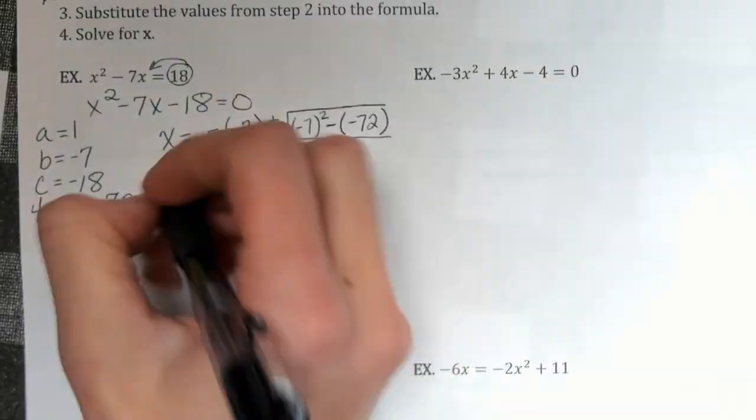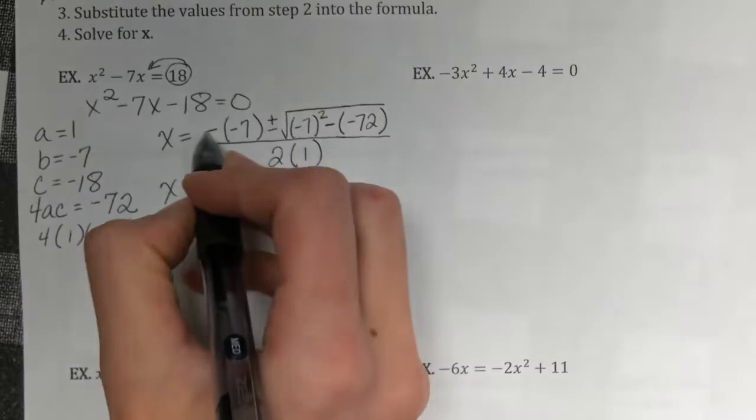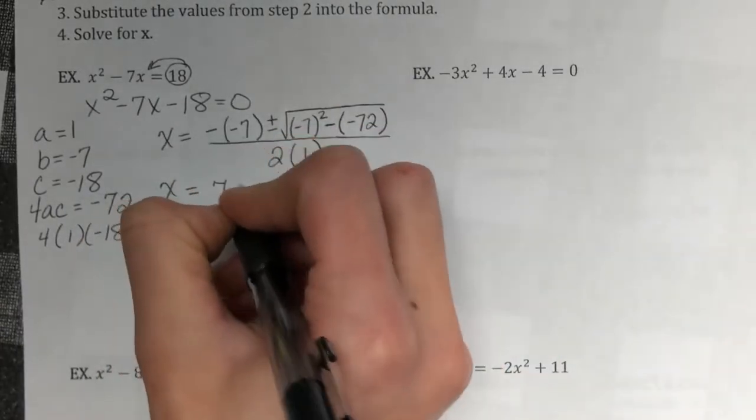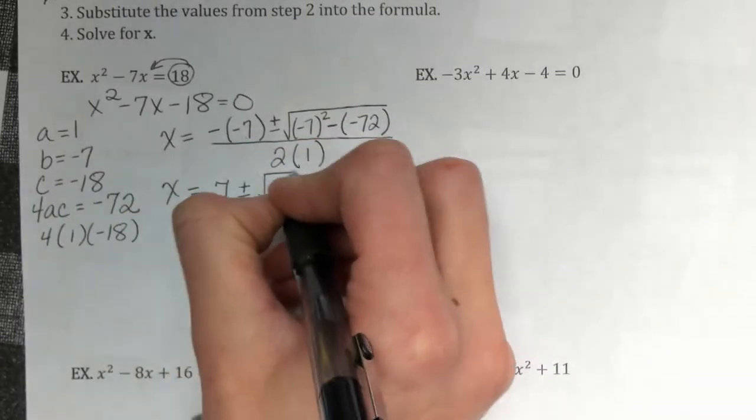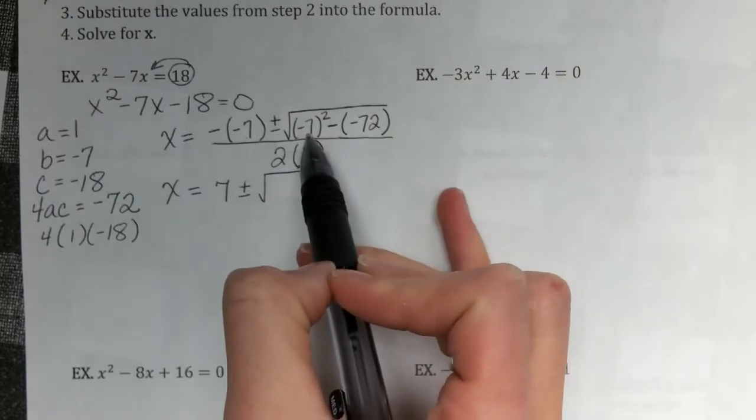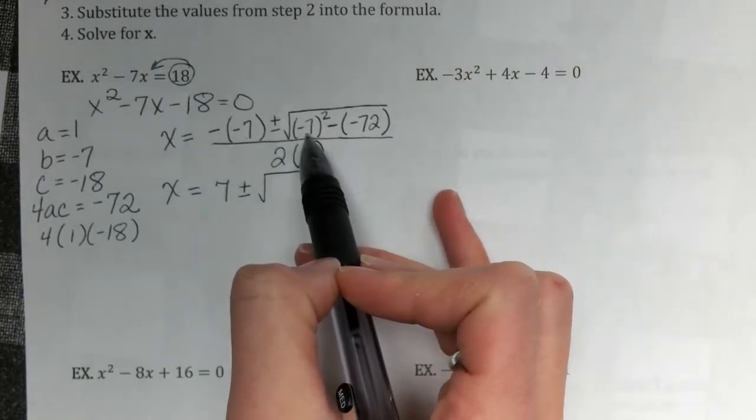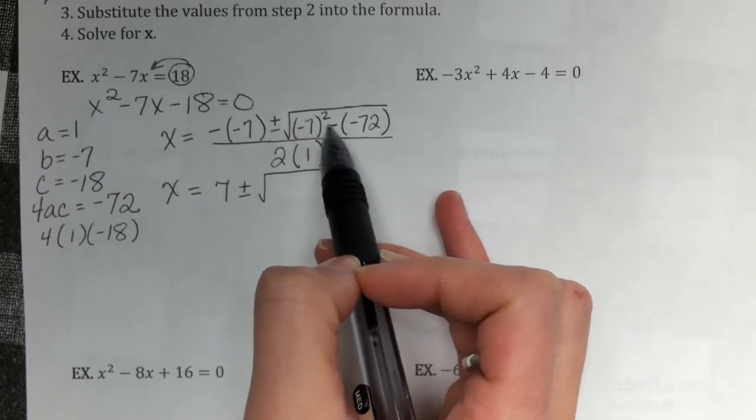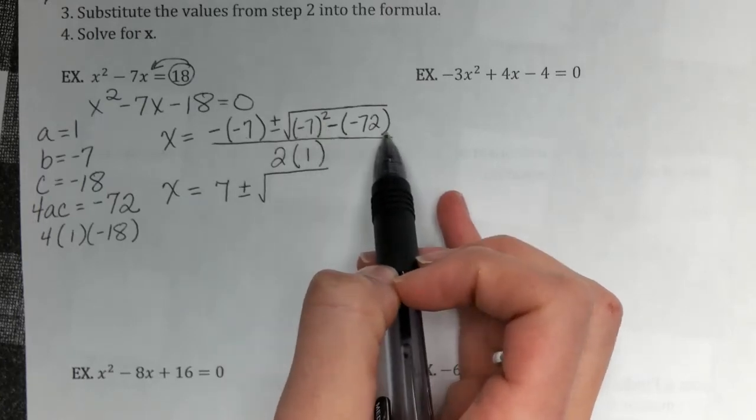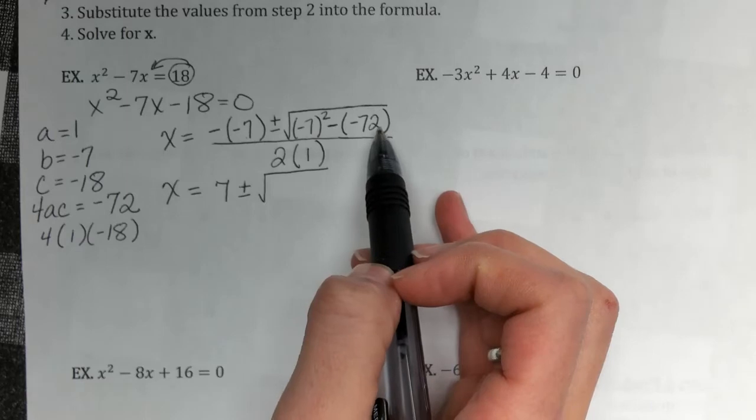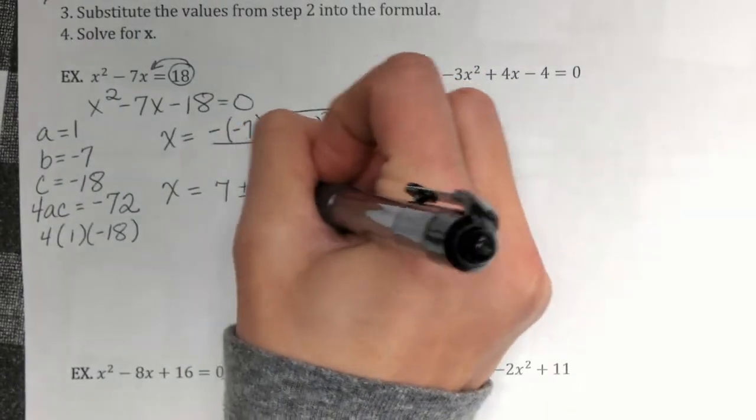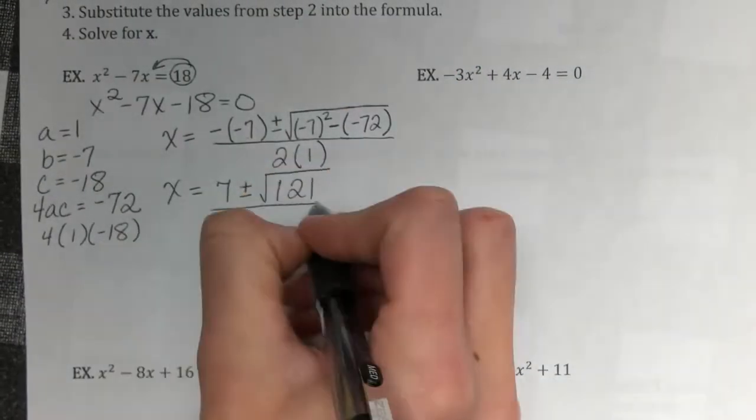Okay. So then, I simplify. Negative 7 is going to turn into positive 7 plus or minus the square root of... Okay. Negative 7 squared is what? 49. 49 minus a negative is going to be 49 plus 72. Alright, so that's going to give me 121 all over 2.